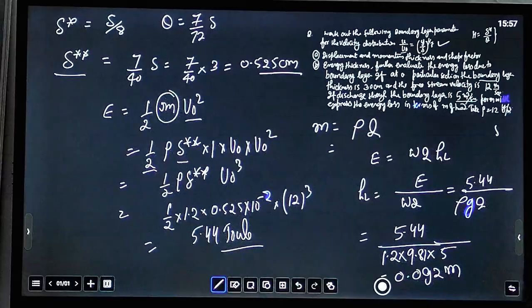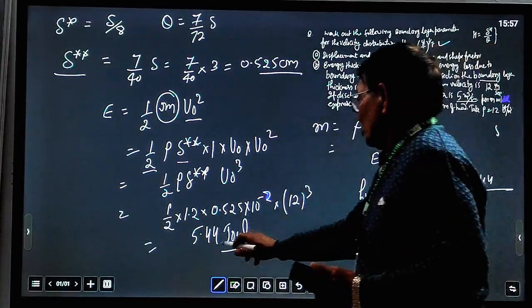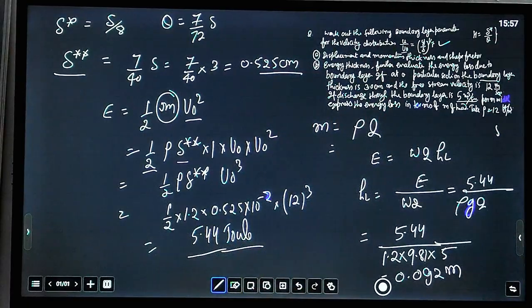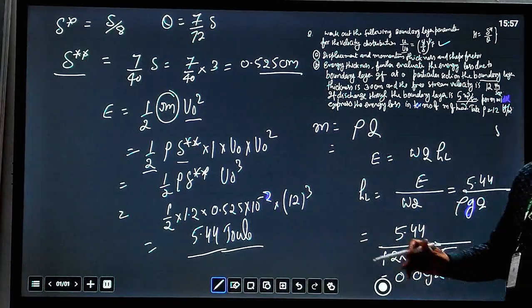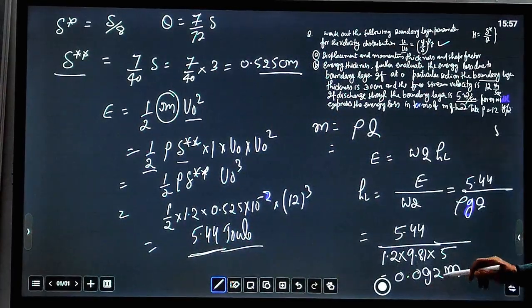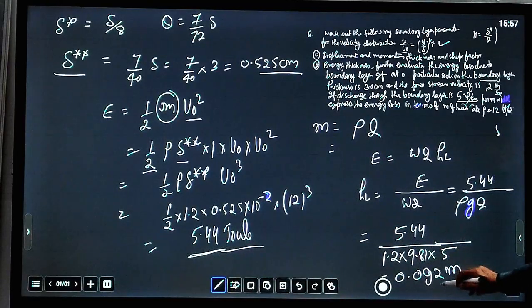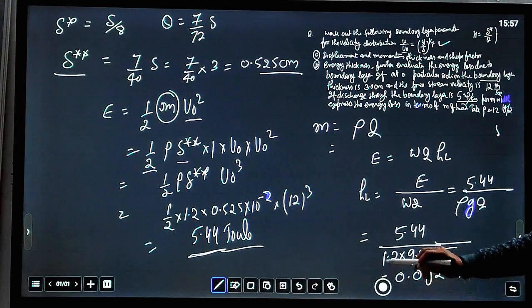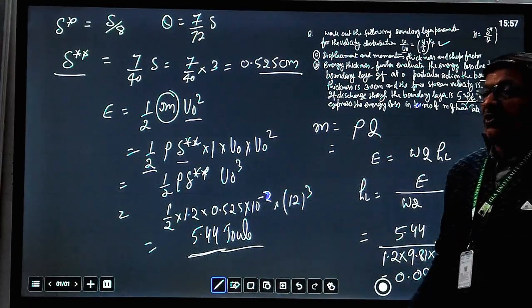meter of the fluid, that is meter of the fluid column. This energy loss, 5.44 joule beyond the boundary layer, is equivalent to 0.092 meter of the fluid column. That is the head loss. Either we can represent the energy loss in terms of the quantity, 5.44 joule, or in terms of the fluid column, that is 0.092 meter, meaning 92 millimeter, or 9.2 centimeter, as the loss of head.